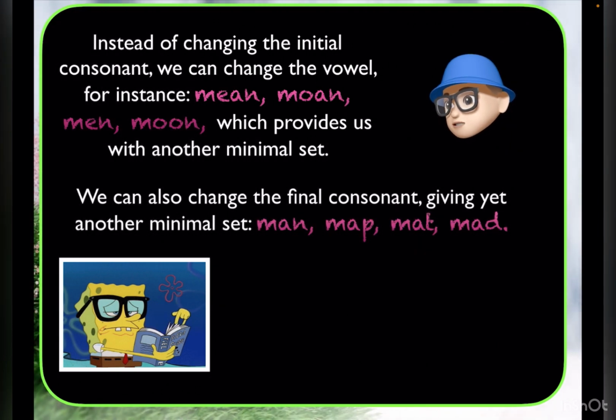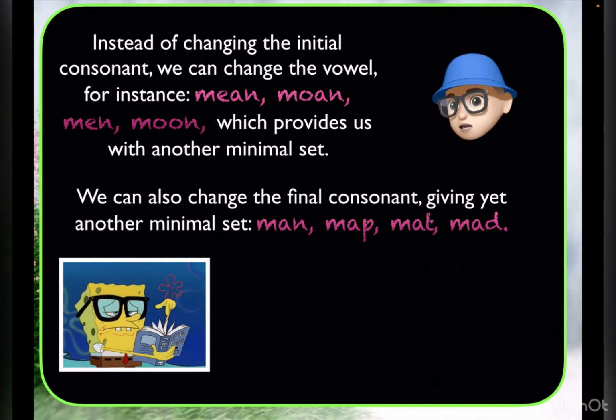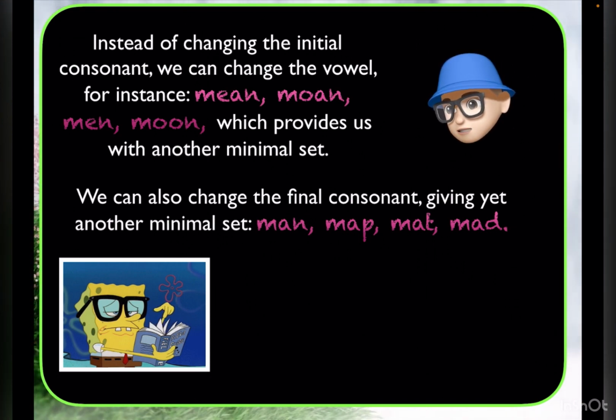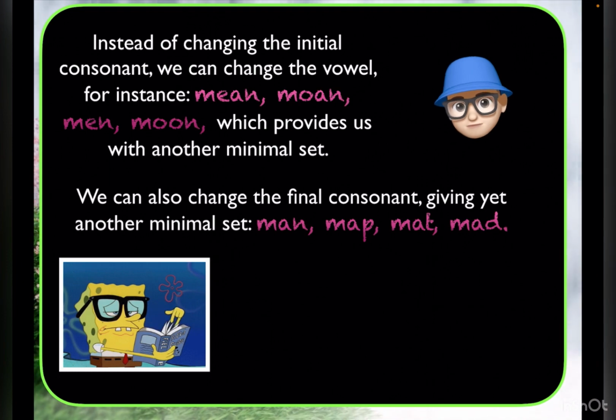Instead of changing the initial consonant, we can change the vowel. For instance, mean, moan, men, moon, which provide us with another minimal set. We can also change the final consonant, giving yet another minimal set. Man, map, mat, mad.